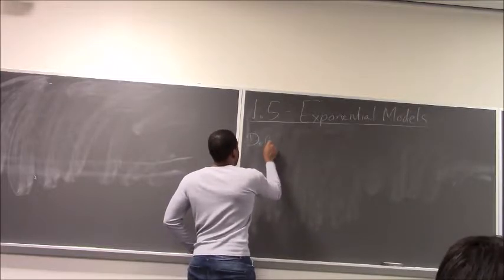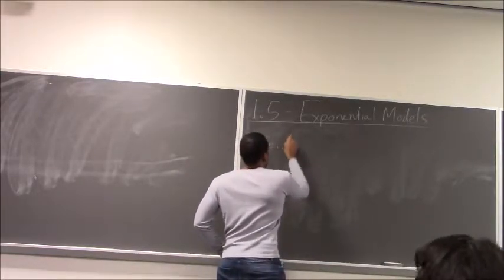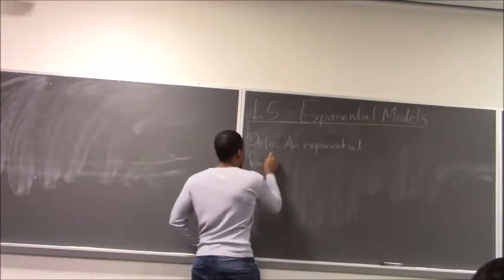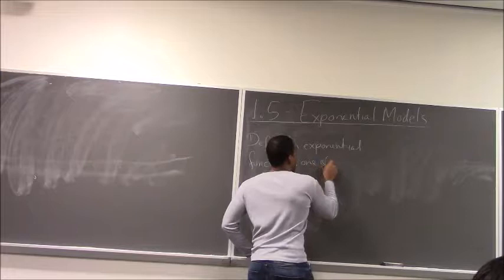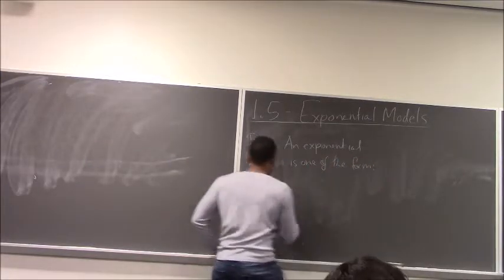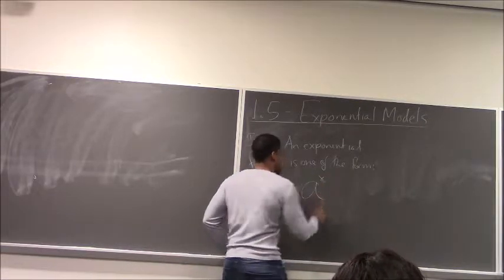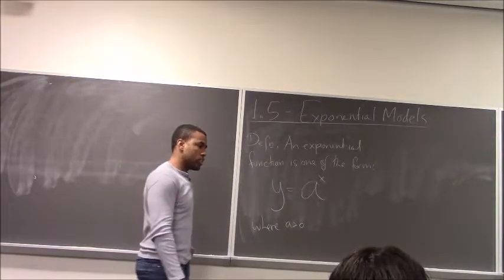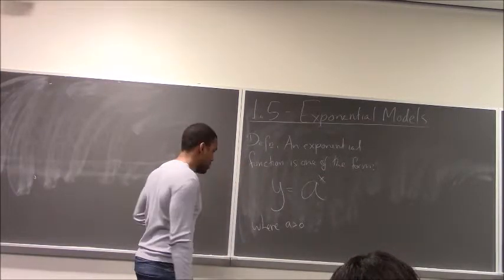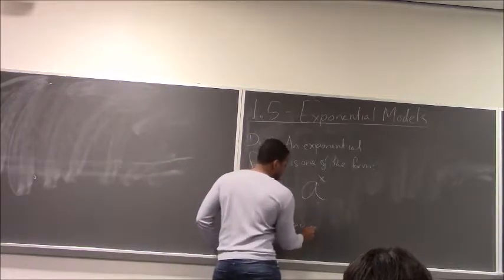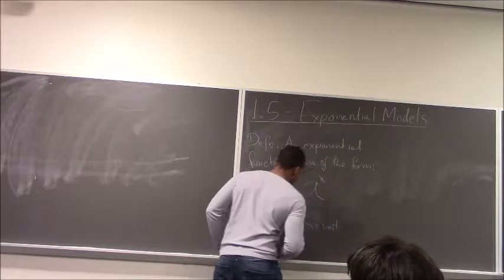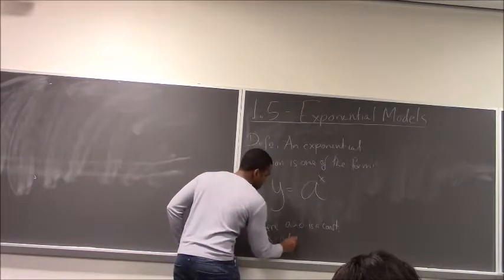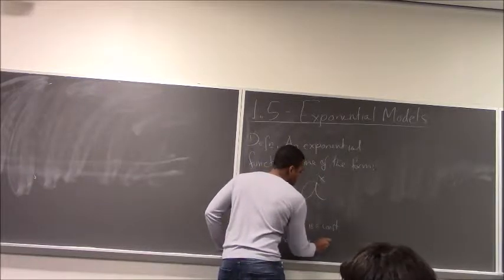So let's start with that definition. An exponential function is one of the form y equals a to the x, where we're usually going to be assuming that a is greater than 0. If it's negative, we can factor it out, and we'll have to deal with that on a case-by-case basis. But a greater than 0 is a constant. And of course, it's clear that x is the independent variable here again. Y is a dependent variable.